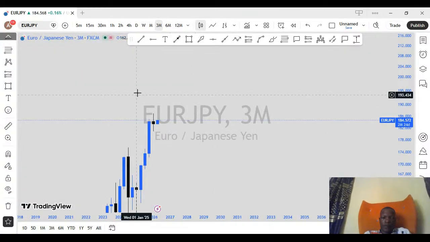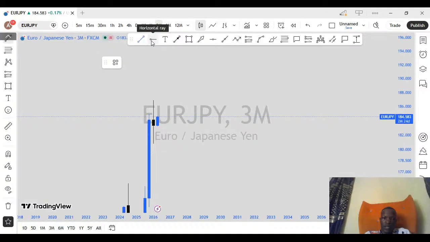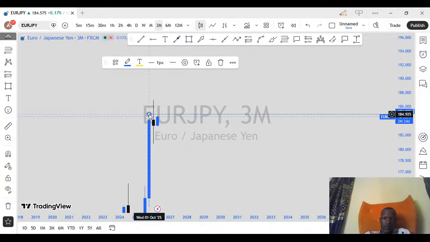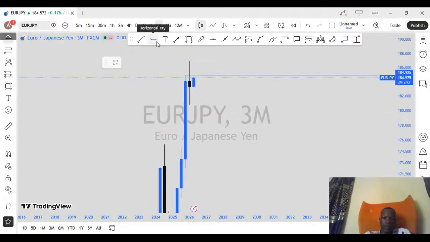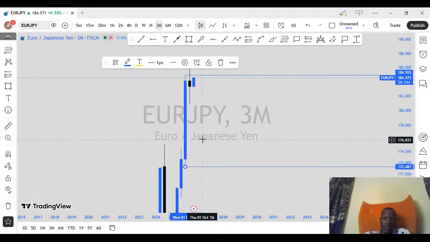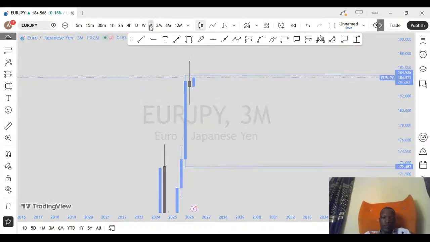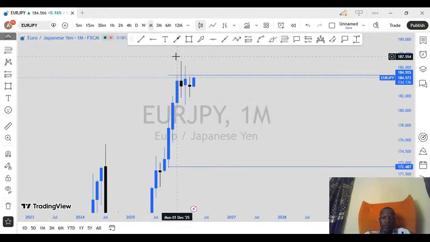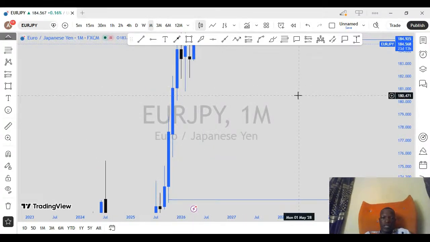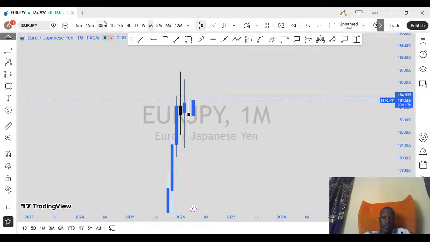We can see that the market swept this high as a contraction, which we expect the market to do what? To come back to this low. Yes, that's reality for you. Then we expect the retracement to happen. That's the monthly time frame.